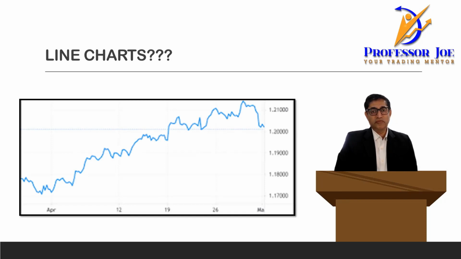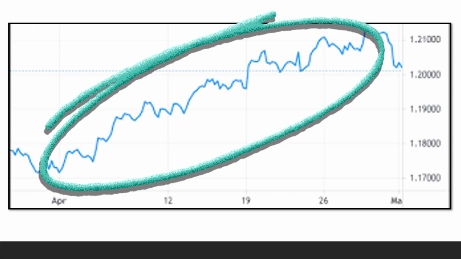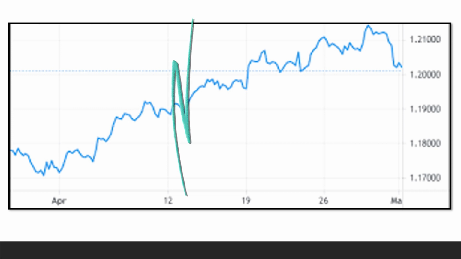Let us look at some other features of the line chart. The line chart is very clear. It clearly shows the direction of the trend just in one glance. That is why a line chart is very simple to use. There is no noise compared to a bar chart or a candle chart. We will see what a bar chart and a candle chart is. But whenever there is huge price movement in a bar chart and in a candle chart, you will see long tails or long shadows or long wicks. In the case of a line chart, you will not see those.